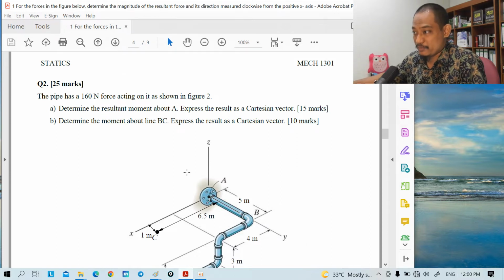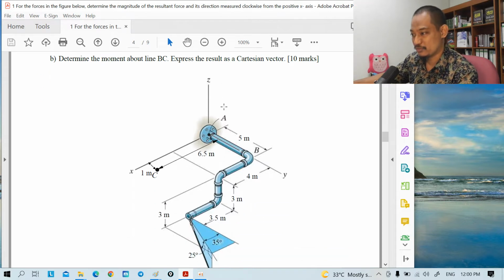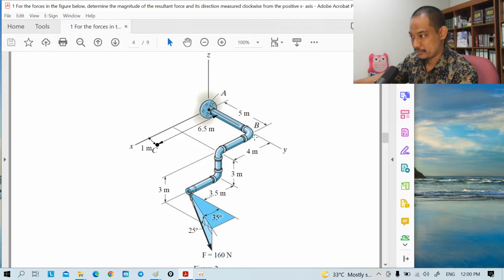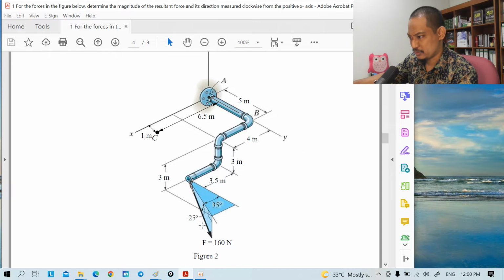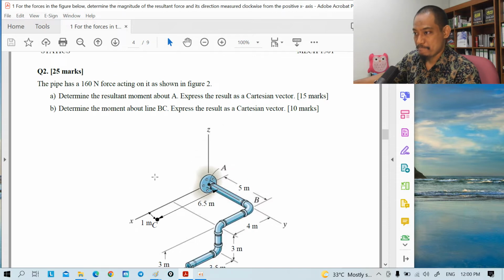Alright, question number 2. The pipe has a 160 Newton force acting on it as shown in figure 2. So this is the figure. We have the pipe, point A, point B, point C here, and then the force of 160 Newton, and then we have the angle given there. So two parts. Determine the resultant moment about A, express the result as a Cartesian vector, and then determine the moment about line BC, express the result as a Cartesian vector.